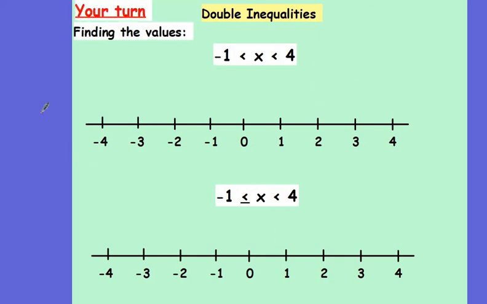Over to you, Year 8. In your light blue books or your mini whiteboards, can you draw me -1 is less than x is less than 4, and -1 is less than or equal to x and less than 4 on two separate number lines, and then can you list the possible values for each of these inequalities? Pause the video and complete that now, please.